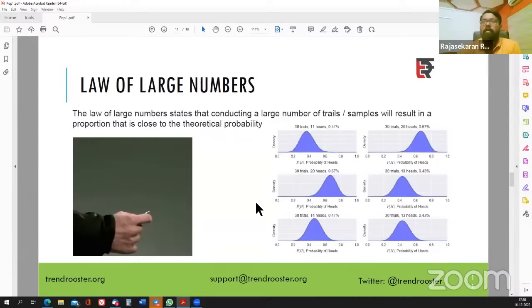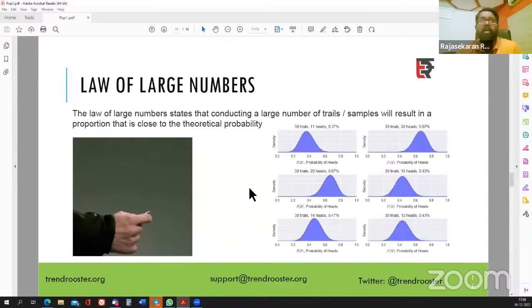All right. So, law of large numbers. This is a very interesting model, which anyone who comes to the stock market is supposed to know. The left-hand side is supposed to be a swing, but this is a PDF file, so it won't swing right now. The law of large numbers states that conducting a large number of trials and samples results in a proportion that is close to the theoretical probability. Don't get mad at this kind of distribution curve. I will explain it individually now.